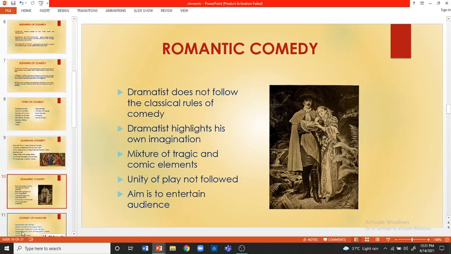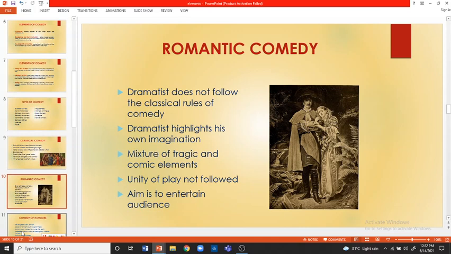Then what is the aim of romantic comedy? The aim of classical comedy is to satirize the nature of society. But the aim of romantic comedy is very different. It is to entertain the audience or the readers only. There is no need for satire or correcting society. Entertaining the audience or the reader is the main aim of romantic comedy, with no other purpose like giving moral lessons or correcting society.